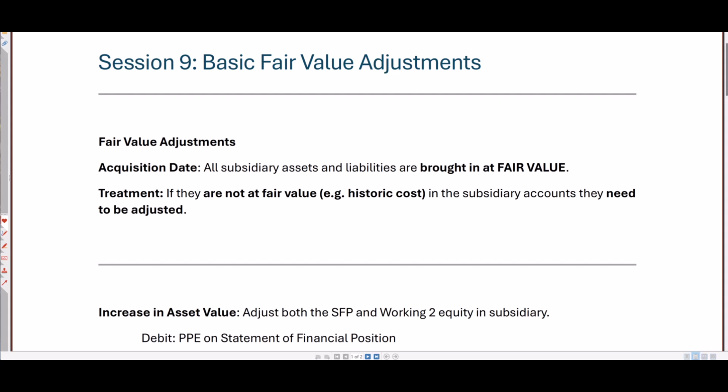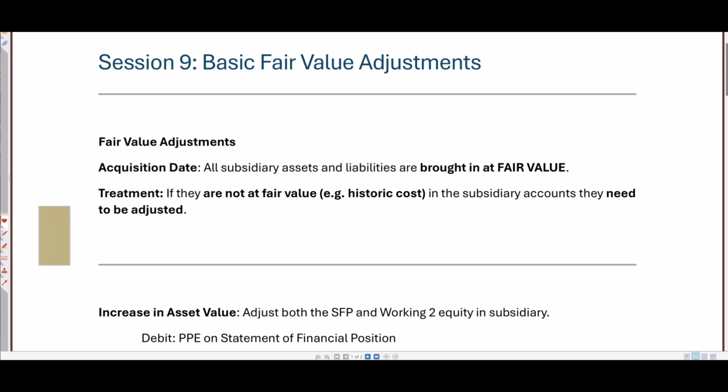In this session we are going to start to look at fair value adjustments, which are pretty fundamental. You'll see them all the time. So we'll look at simple ones in this session and then we'll look at something a little bit more complicated in the next session. So what is this all about?